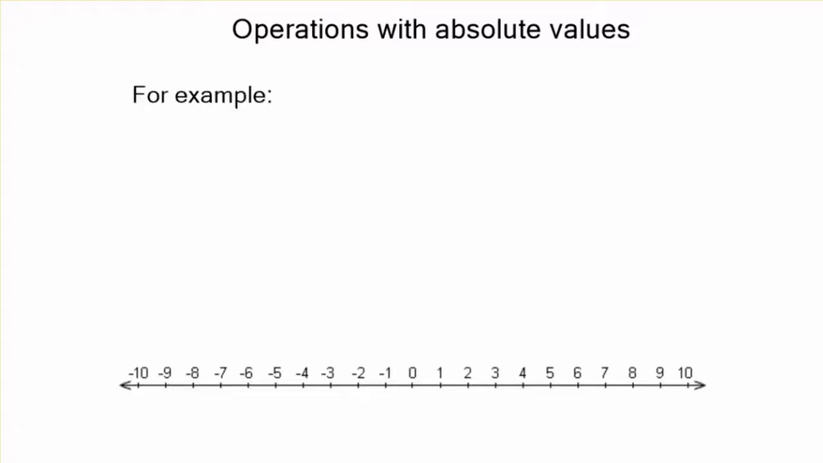Let's see how this works. For example, the absolute value of -6. Well, you just find -6 on the number line. How far away from 0? 1, 2, 3, 4, 5, 6. It's 6 units away. Absolute value is 6. Let's try the absolute value of 3. Find 3. It's 1, 2, 3 units away from 0. Absolute value is 3.